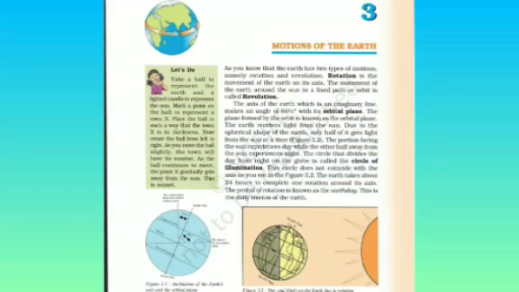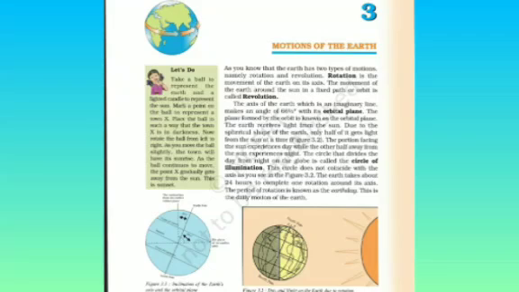So let's get started. First we have the motion called rotation. What is it? Rotation is the movement of the earth on its axis. By now you are quite well aware of what an axis is. It is an imaginary line around which the earth rotates, and it rotates from west to east. One rotation around its axis in 24 hours, or in a day, is called rotation.